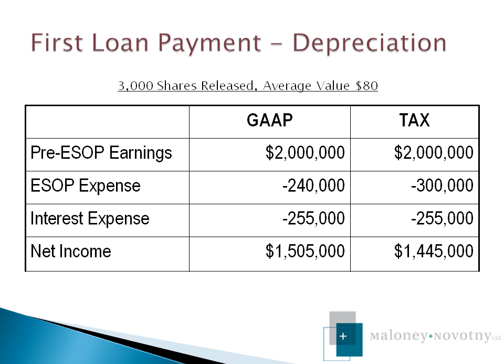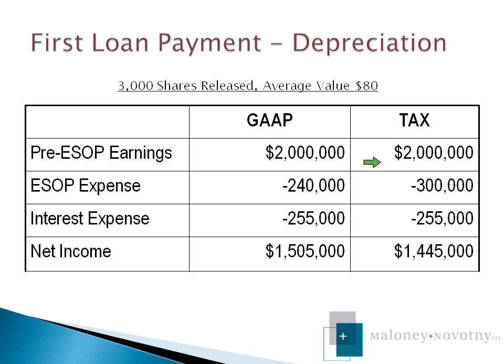If we look at how it would line up between our book tax differences simply based on our share value, you can see if we take an assumption of $2 million in earnings before any ESOP entries, you can see how we are affected on the GAAP side in that we reduce our income by the ESOP expense, which again is just our fair market value times the shares released. Our interest expense associated with the debt payment to the bank results in net income of $1,505,000.